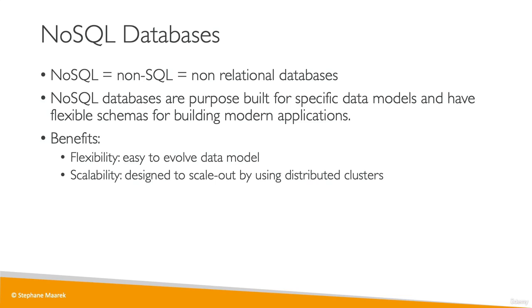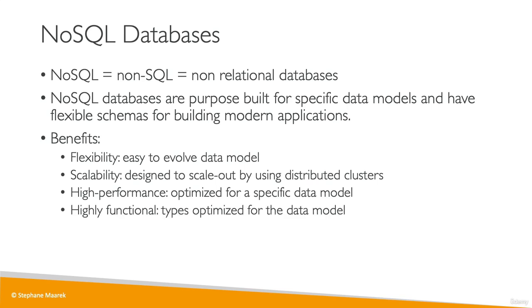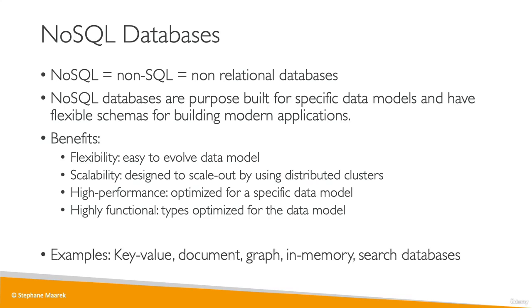It's scalable, so it's designed to scale out by adding distributed servers. In the example from before, the relational database, it's not easy to add servers to scale it. So you have to scale up by doing vertical scaling, but with NoSQL databases, you can do horizontal scaling. It's also high performance, optimized for a specific data model. It's highly functional, as the types are optimized for the data model. And finally, some examples of NoSQL databases are key-value, document, graph, in-memory, or search databases. We will be seeing those in this section.